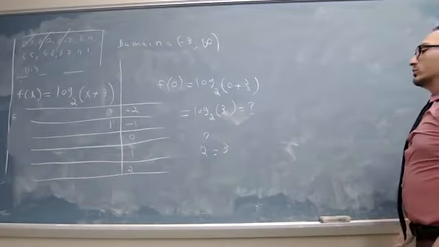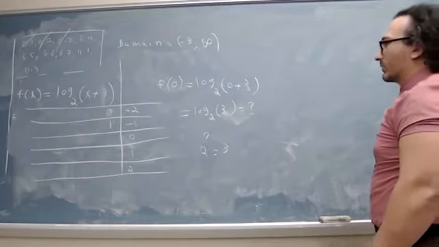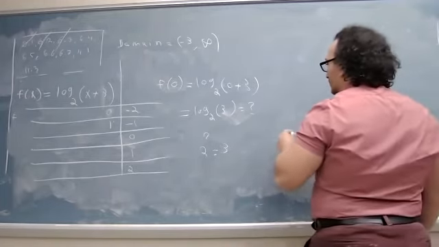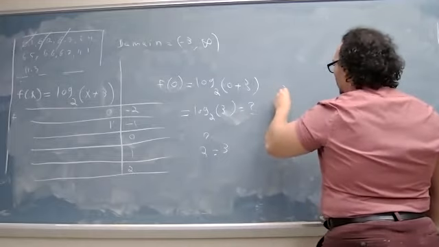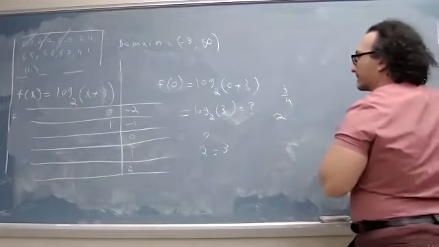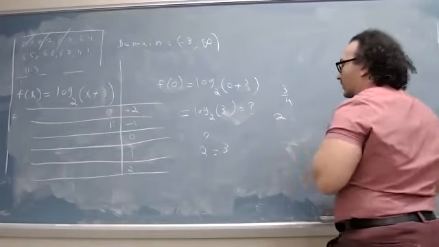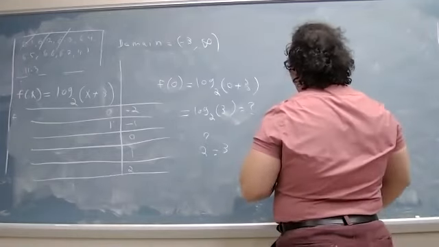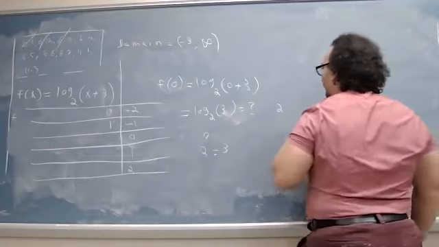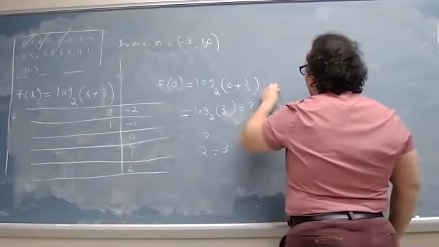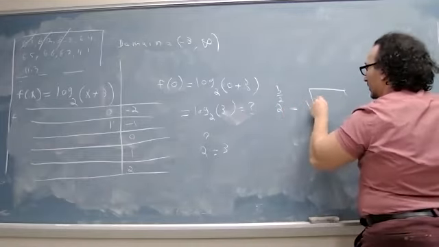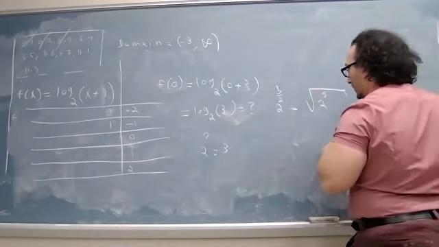What power can I raise 2 to for it to equal 3? How about, instead of 4/3, how about I do 3/4? 2 raised to the 3/4 power. No. How about I do 2 raised to the 5/2? So this means we're taking the square root of 2 to the 5th. But that doesn't work either.